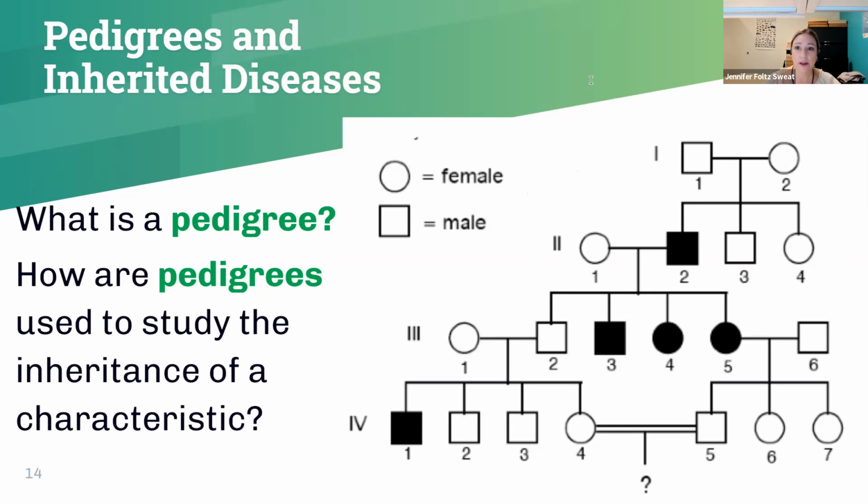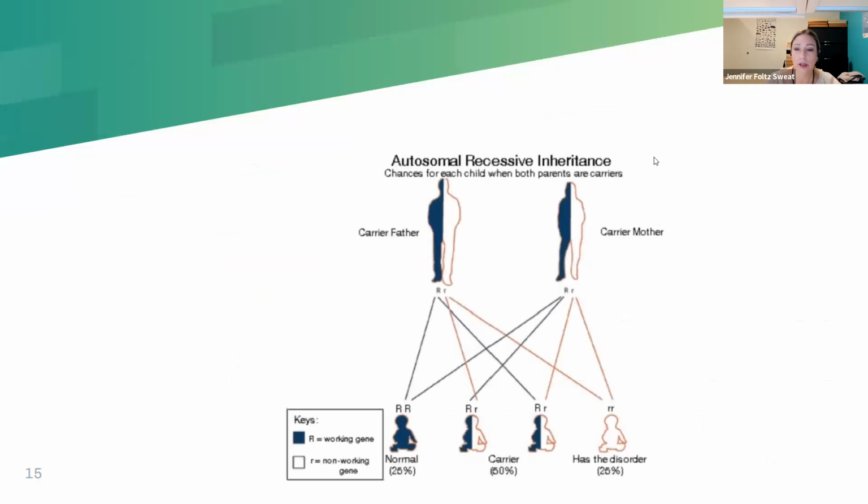Let's look at this next pedigree. This is showing you a recessive disease where you have mom and dad as heterozygous, meaning that they are carriers. That is exactly the same as what I showed you in the previous slide. A carrier means that they have the recessive allele, but they do not exhibit the disease, because you have to be homozygous recessive in order to exhibit the disease.